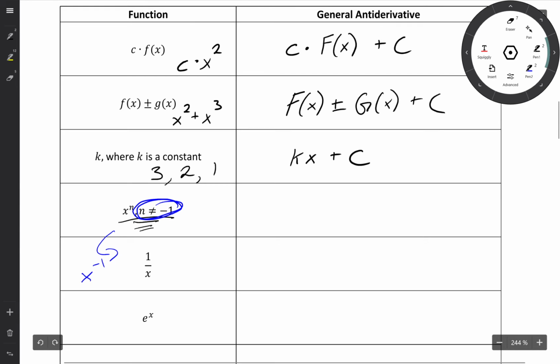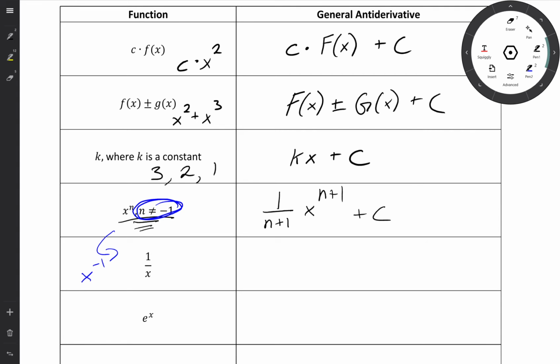But it's very easy. It's just 1 over your n value plus 1 times x to the n plus 1, and then plus c. Write it that way because it makes more sense. Otherwise, it gets very confusing, but we can manipulate this afterwards. That makes it a little bit easier.